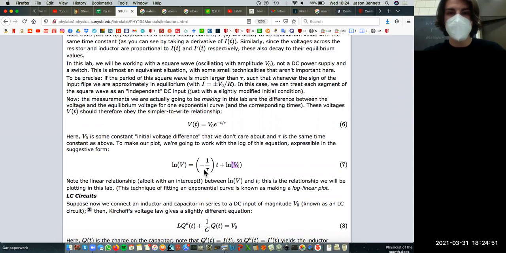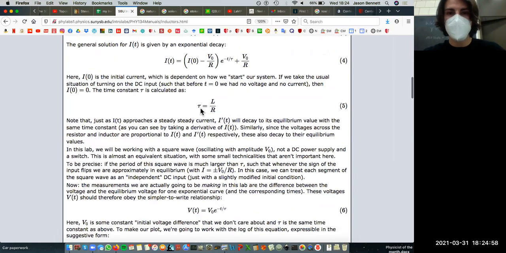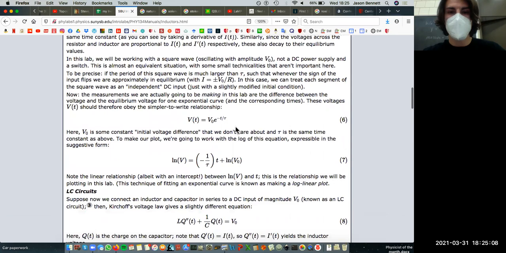Our objective is to find the inductance. And if we use that equation from the textbook, that tau, this time constant, is the inductance over the resistance. We're going to set the resistance, find tau, and solve for L. So that's how the first part of the lab works.